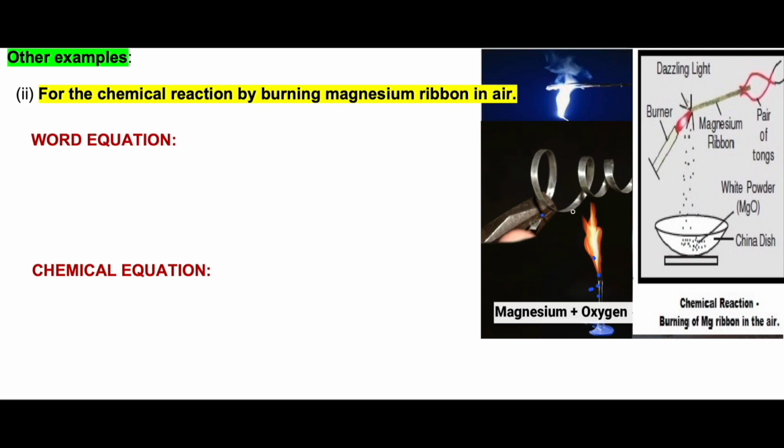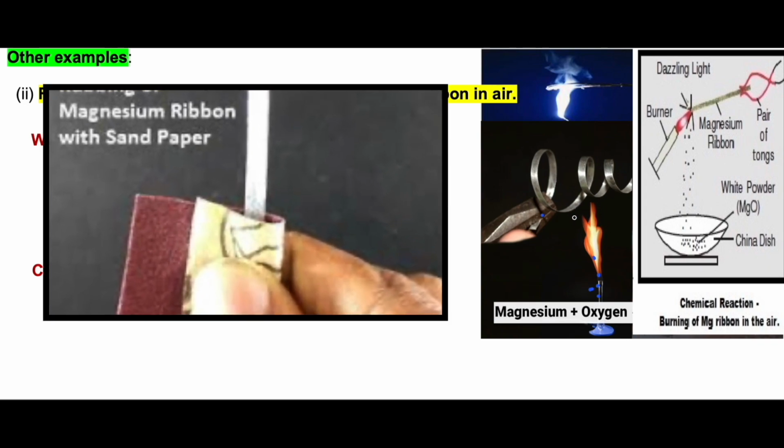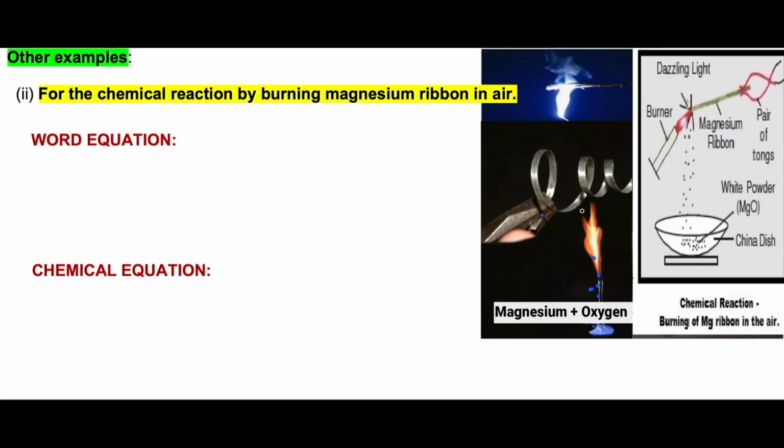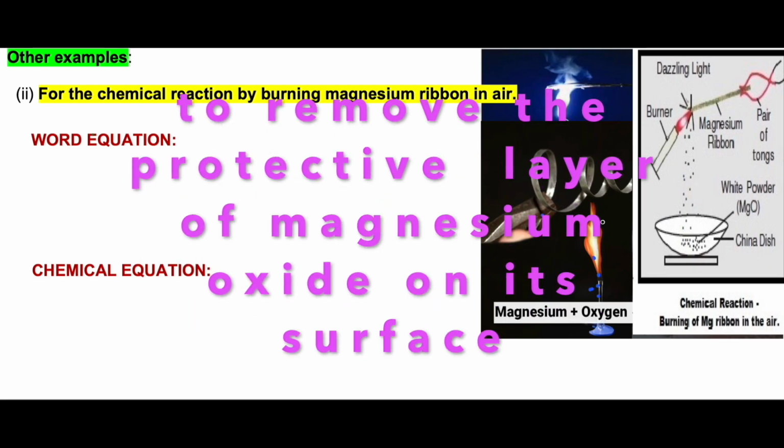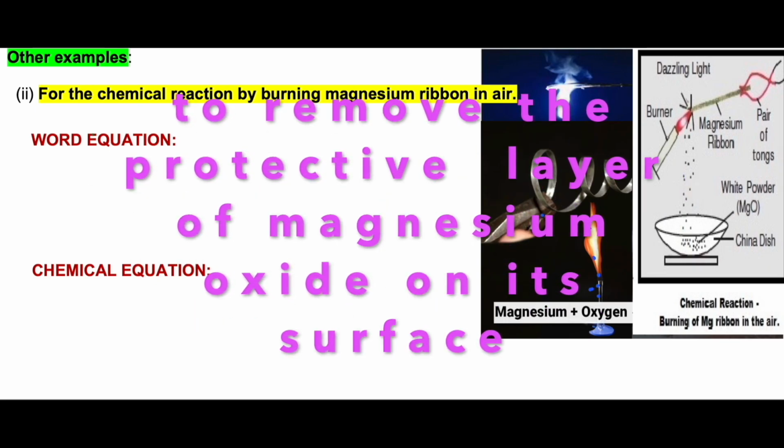Children, magnesium ribbon is generally available in the laboratory in the form of a ribbon or a wire. It has a very shining surface. However, due to attack of moist air, it gets coated with a white layer of magnesium oxide. So, it is cleaned with sandpaper so as to remove this layer of magnesium oxide, so that it may readily combine with oxygen of air on heating.